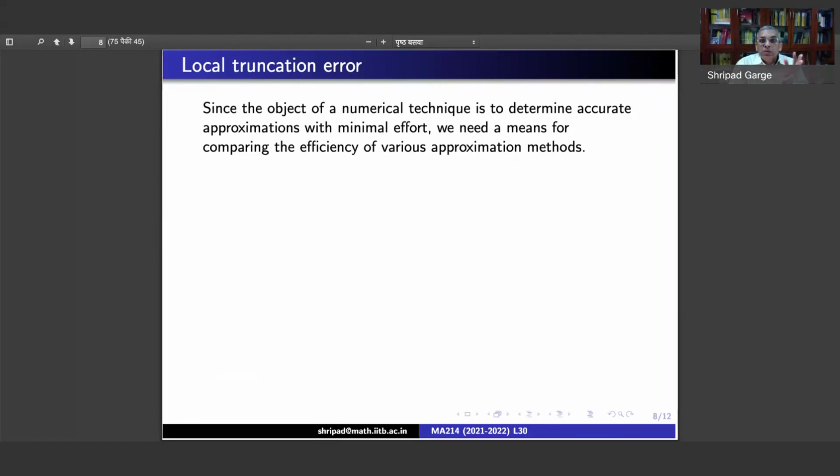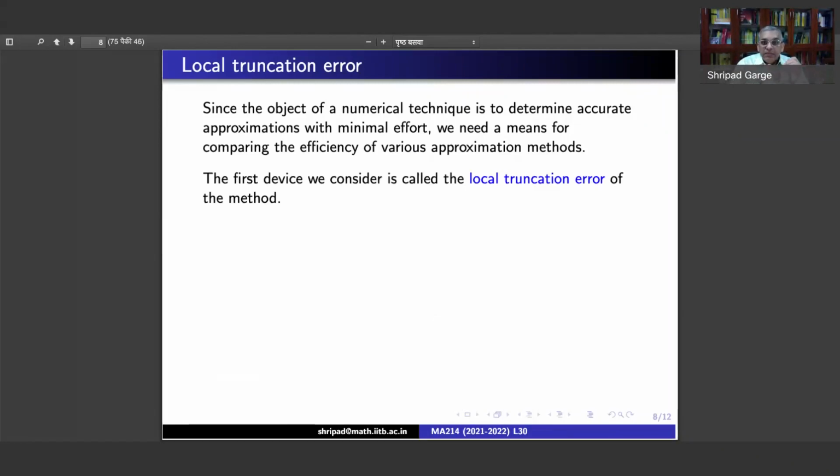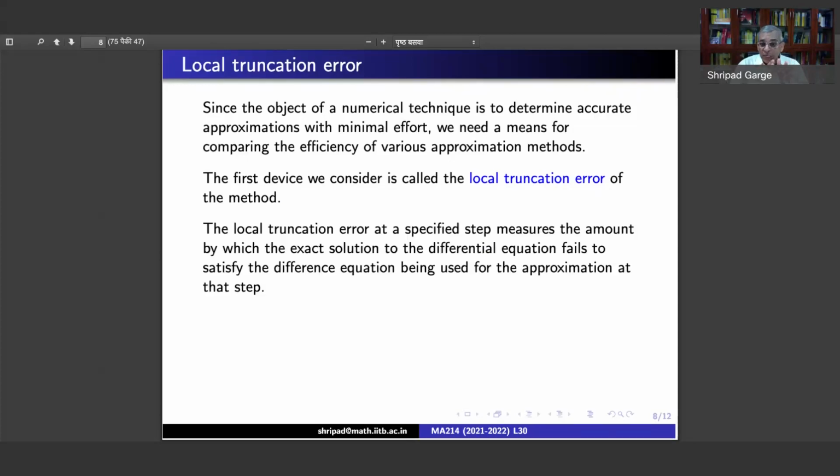Of course, we have to compare various such methods and see how efficient they are. So the very first way that we will use to compare different methods is called the local truncation error. We will see why it's called local, and why it's the truncation error. We will see all of that. What it does really is that at each step, it measures the amount by which the exact solution to the differential equation fails to satisfy the difference equation being used for the approximation at that stage.